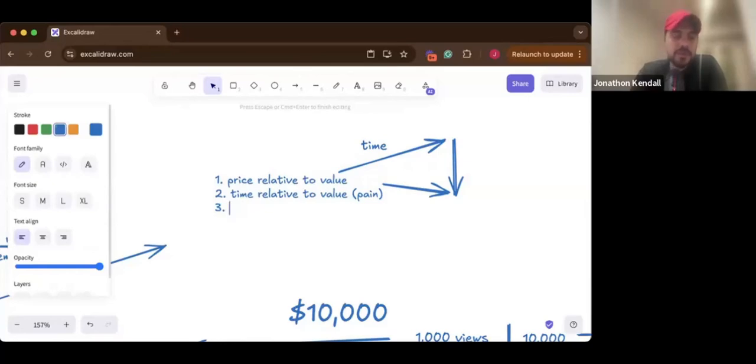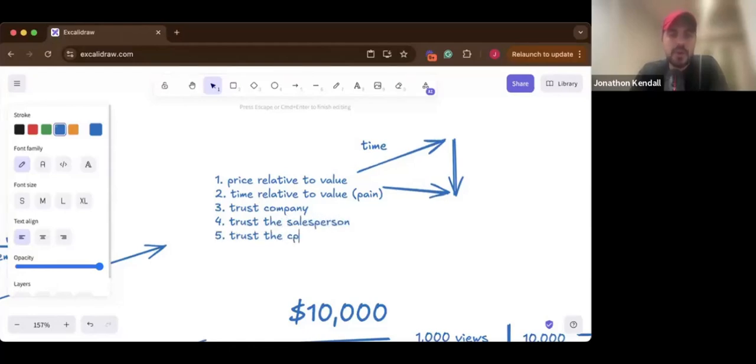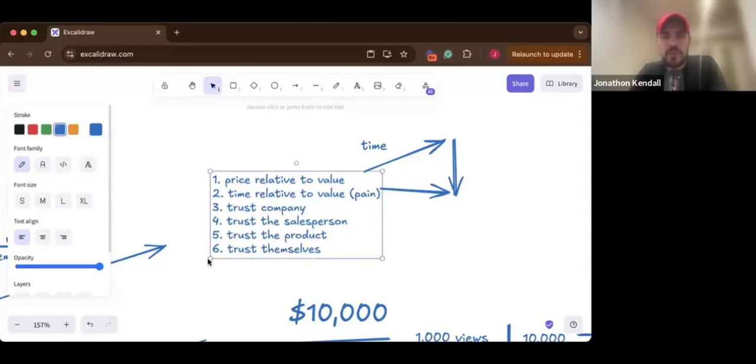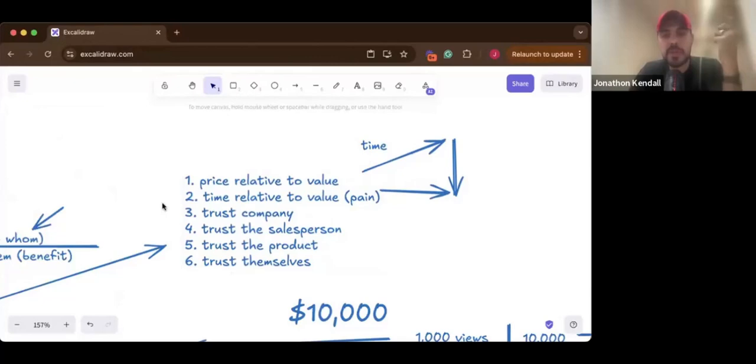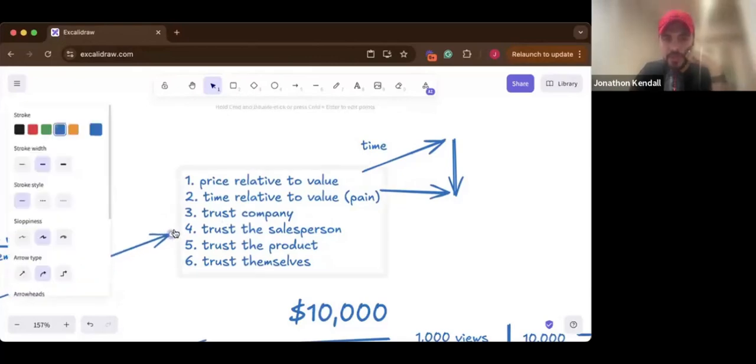And then the next ones are all trust. They don't trust the company. They don't trust the salesperson, the person that's talking to them. They don't trust the product. And then finally, they don't trust themselves. So, assembled for you, or if I'm going to do something, I'll pay someone to do it for me. But these are the 6 objections that you usually have to answer.